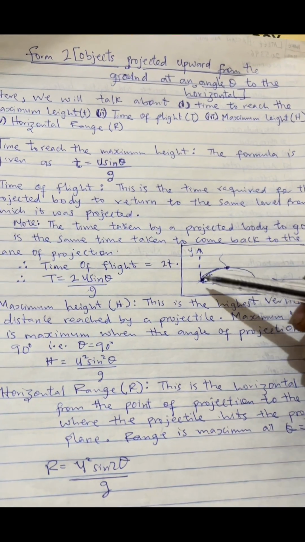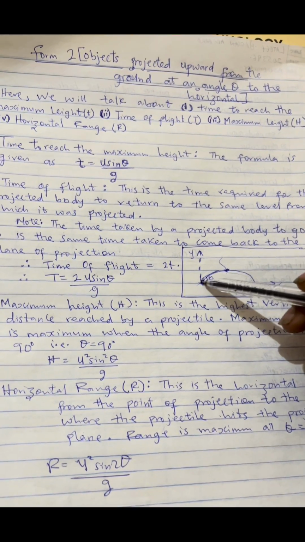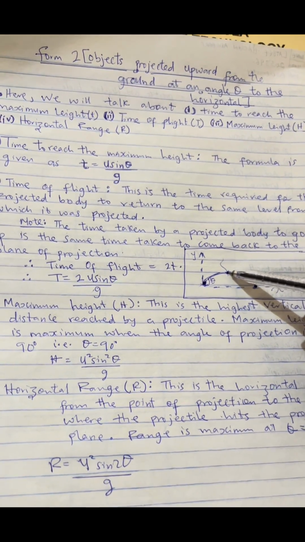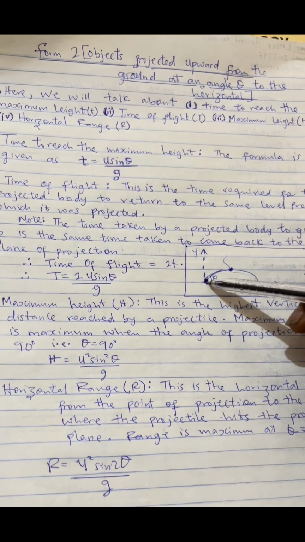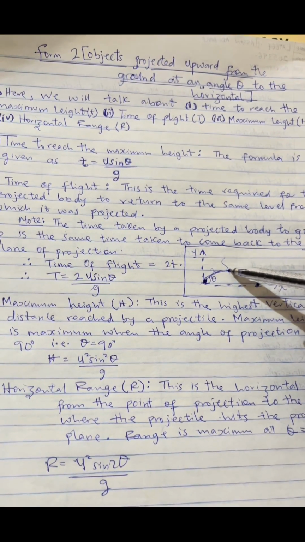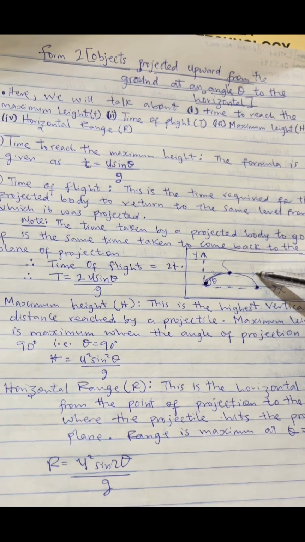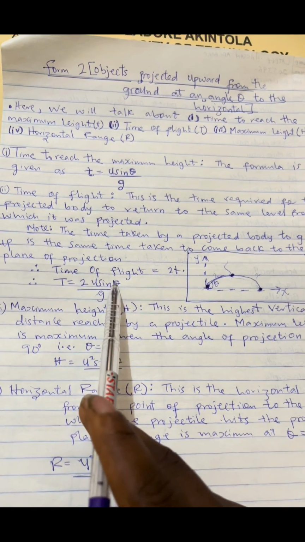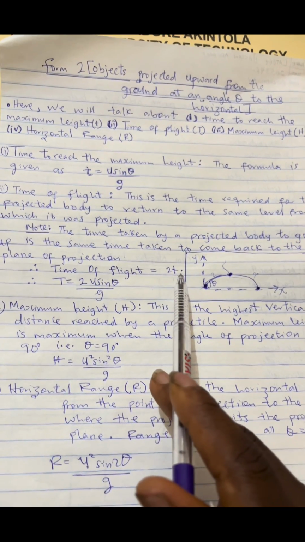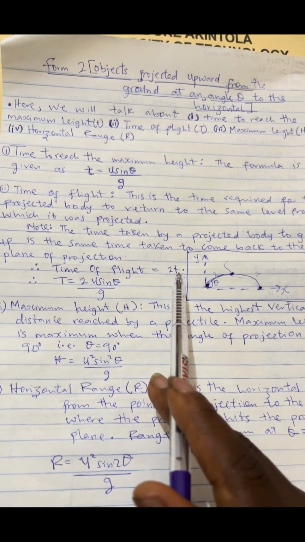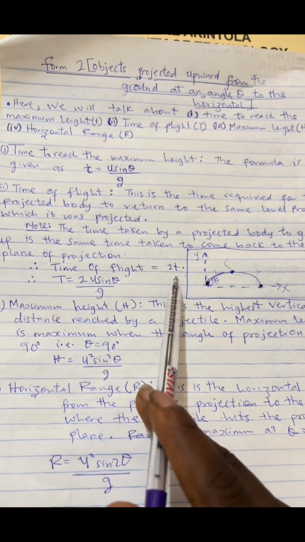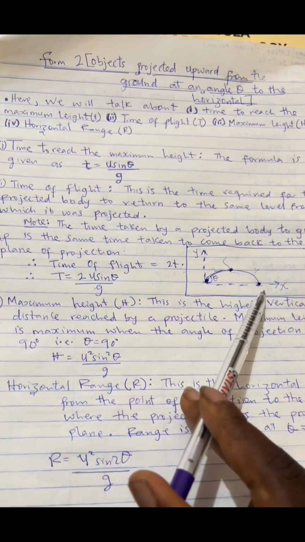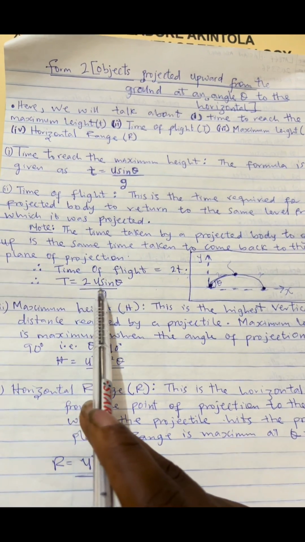This simply means that the time it will take the object to move from this initial point to the final point will be the same time it will take this object to move from this final point back to the initial point. If it takes the object from here to here 2 seconds, it will also take the object from here to here 2 seconds. Do you get that? So the time taken to go up will be the same time taken to come back. So that is why we say that the time of flight is equal to 2t, where this small t represents the time to reach the maximum height. So the time of flight is 2t, that is, the time to reach the maximum height plus the time to come back from the maximum height to the plane. So your time of flight T will just equal 2u sine theta over g.